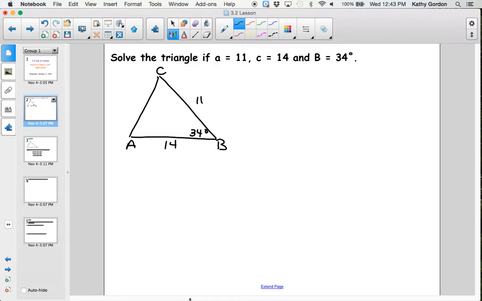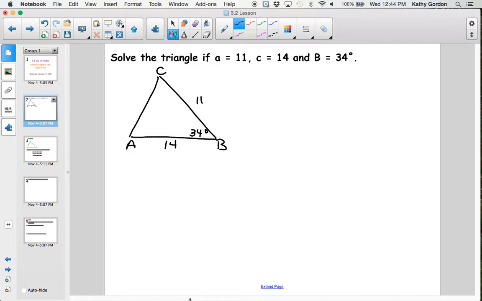So based on what you're seeing here, why do you suppose we need a law of cosines? There's only adjacent and hypotenuse, because there's no opposite. Okay, well there's no hypotenuse either, technically, right? Because it's not a right triangle.